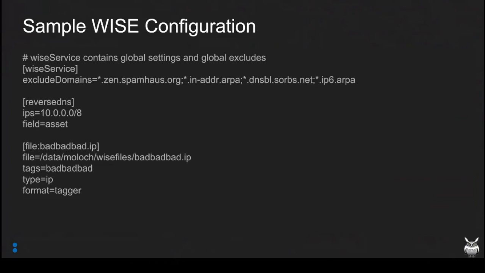And the second example here is you could have a file called bad IP. And in there, you can have all your really bad IPs, the super bad ones. And if those ever get hit, it's going to set a tag called bad.